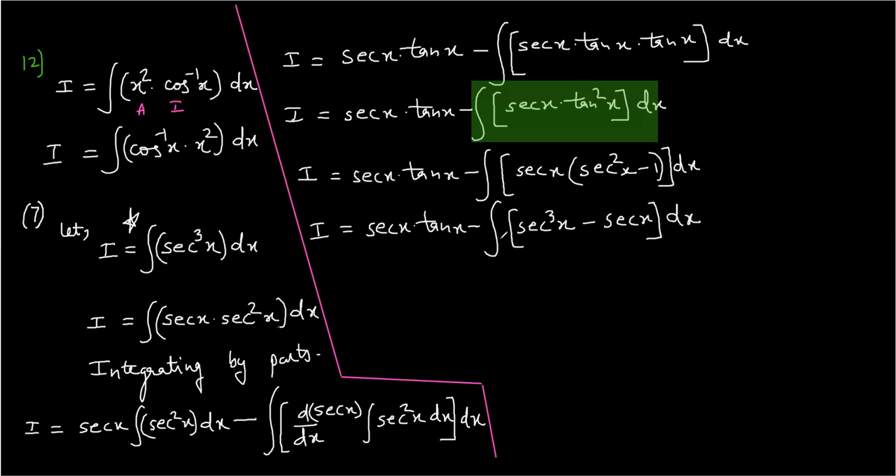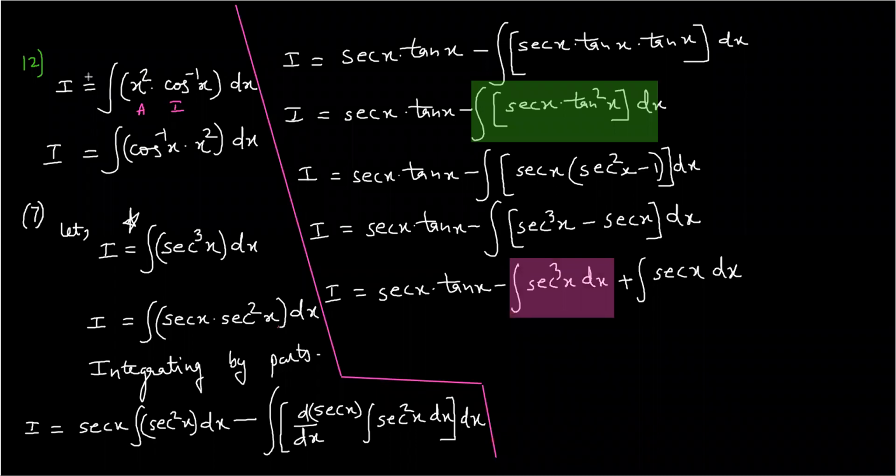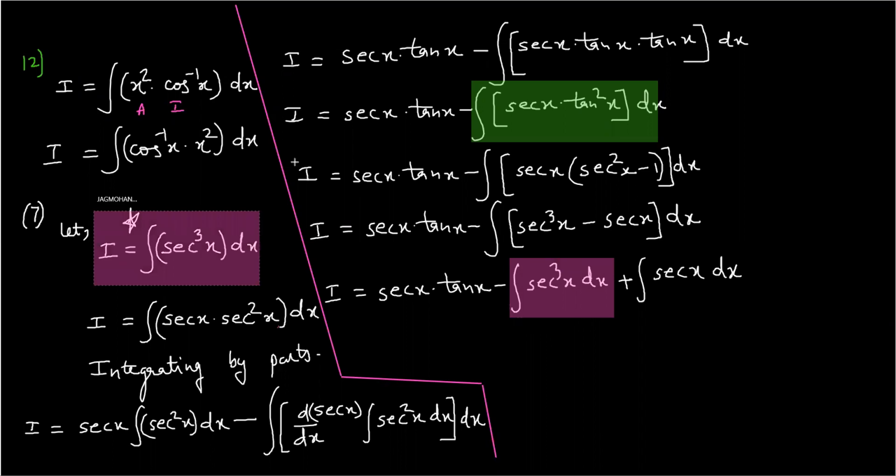The next step, I will write separate integrals for these two terms. So here I'll get I equals sec x tan x minus integral sec cube x dx, plus, because minus and minus become plus, integral sec x dx. And what do you notice? You notice that integral sec cube x is nothing but your initial question. This is what you were working on, integral sec cube x dx.